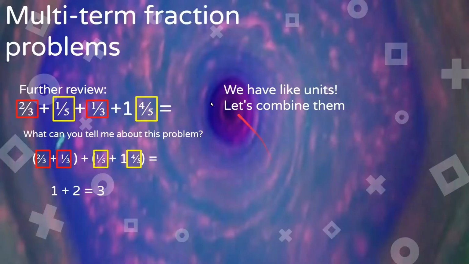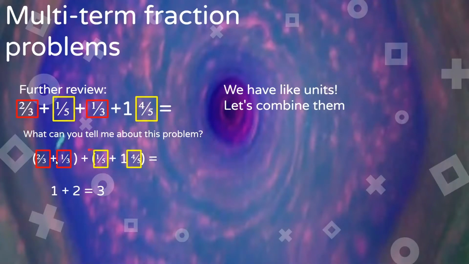And that's right, we have like units. So let's combine them. We have 2/3 and 1/3. And we also have 1/5 and 1 4/5. Even though we have a mixed number, as long as our fraction is a like unit, it's going to help us. So I'm going to ask you, what can you tell me about this problem? And I hope you know that we can take 2/3 and 1/3 and add those, and then we'll add them to 1/5 plus 1 4/5.